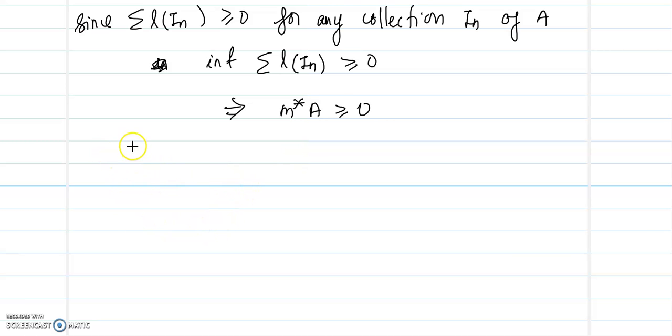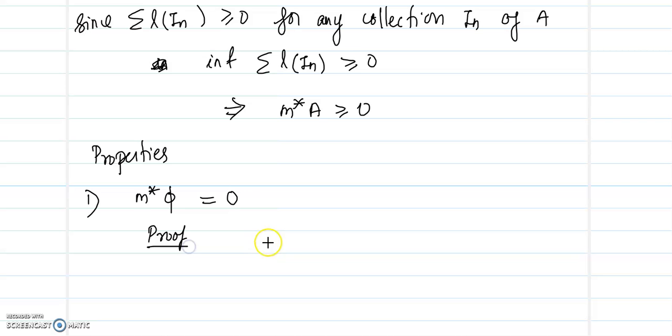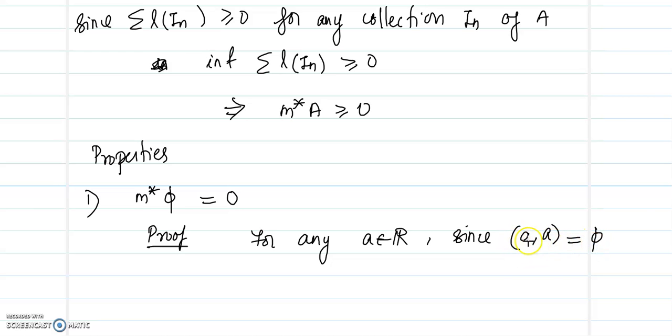Now we will look at a few properties of m star. The first property is m star of the empty set. For an empty set, its outer measure will be equal to 0. So let us prove this. The proof is as follows. Let us take any a belongs to R. Then when you take the set (a, a), that will be an empty set.